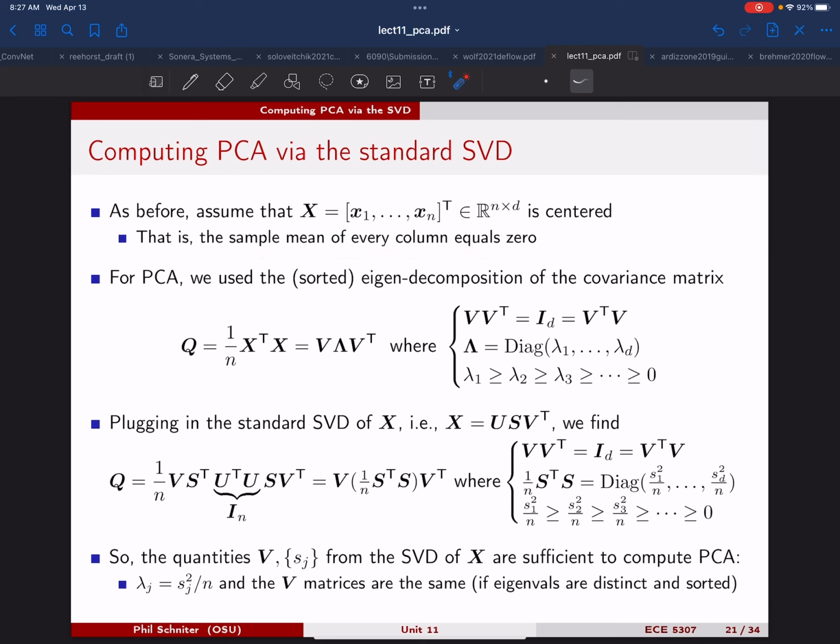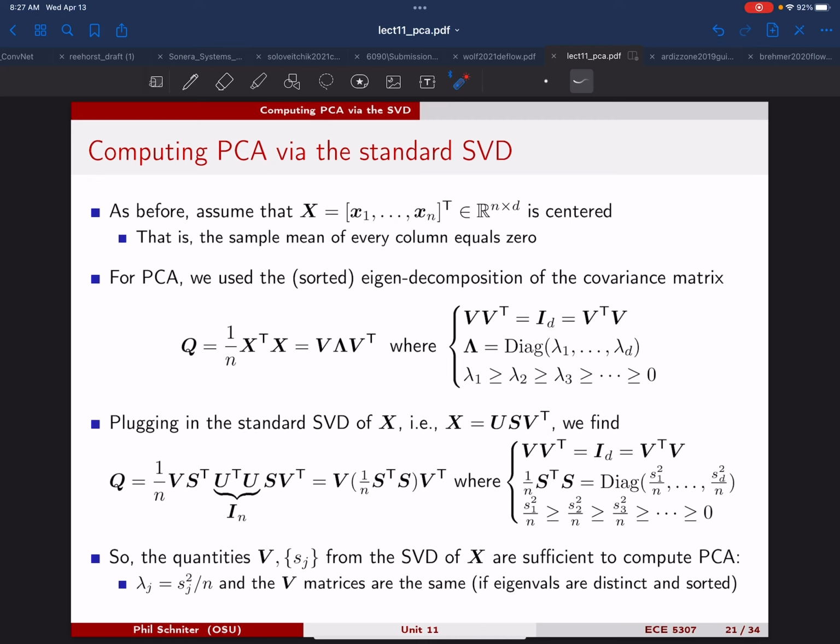Okay, so what we said before is that we can compute the covariance matrix just like this: 1 over n times X transpose X. And we also said we can do an eigenvalue decomposition, and because this is a positive semi-definite matrix, we know it's going to have V and V transpose, orthogonal matrices, and we know we're going to have diagonal lambdas that are non-negative.